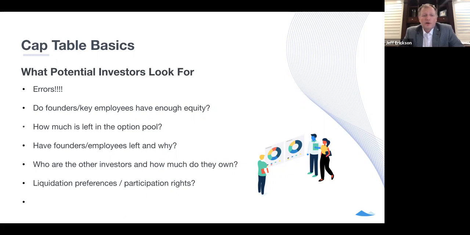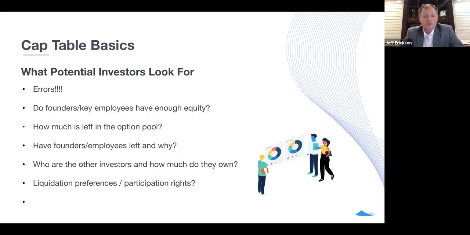The other thing they'll look for are any liquidation preferences or participation rights from previous rounds, where investors may say we need our investment plus a percentage more before anybody else gets their investment or gets to start participating in the upside. And they'll look for things like that that might throw up some red flags for them as well.